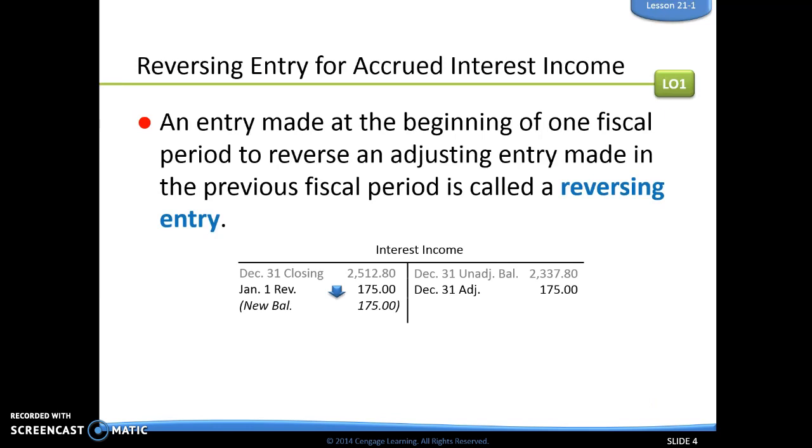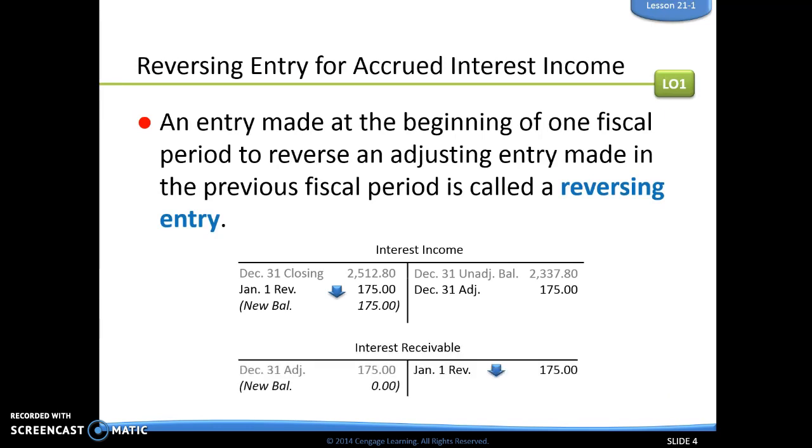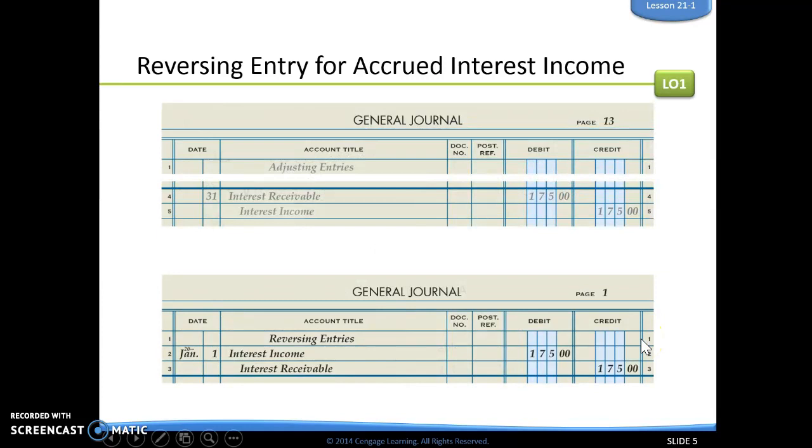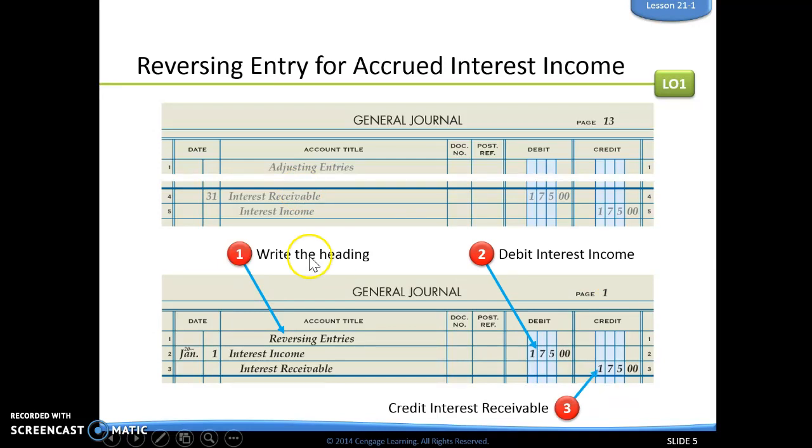So here we're looking at our interest income and our interest receivable. There was that adjustment that was made on December 31st, about $175. And then here we see on January 1st, there's that reversing entry of $175. Here's what it will look like in the journal. We see our adjusting entry here from December 31st. We are simply going to do the exact opposite of that adjusting entry. Label it reversing entry. We're going to debit interest income, credit interest receivable.